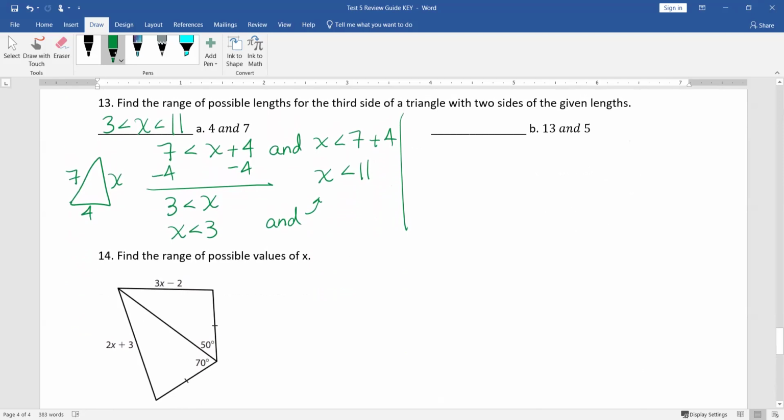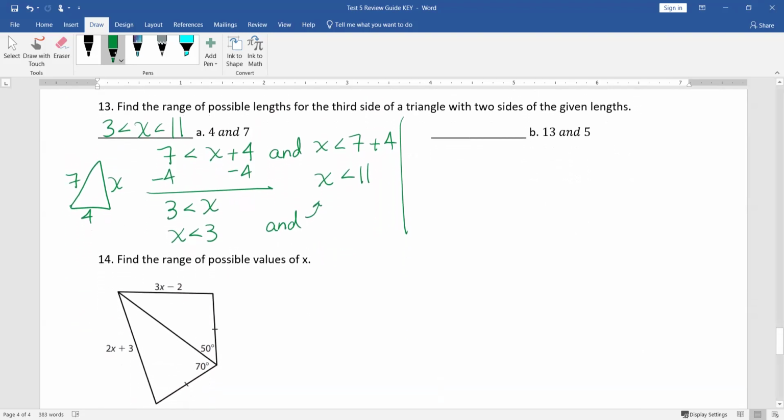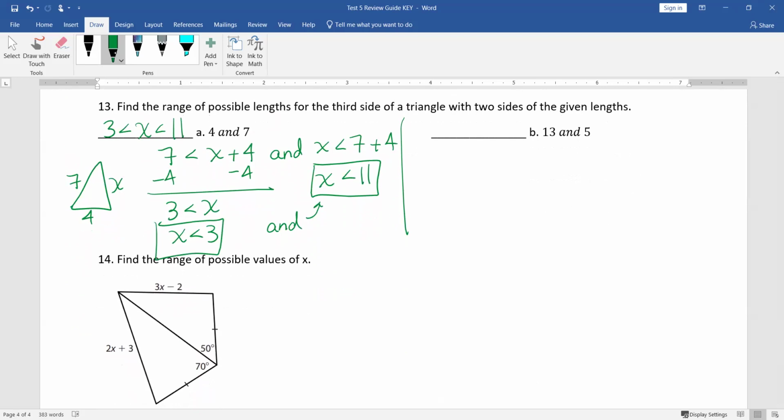All right, so for 14, find the range of possible values of x. What theorem are we going to use to determine the range of these? So we've got two separate triangles, so we're looking at either the hinge theorem or the converse of the hinge theorem. Now, the hinge theorem has two triangles, but it also means that we have two congruent sides. Do we have two congruent sides? Sure. They share one, this guy right here. And the included angles are the ones that they gave us.